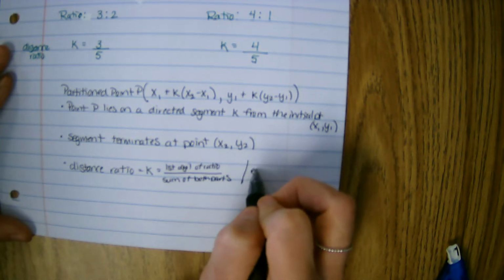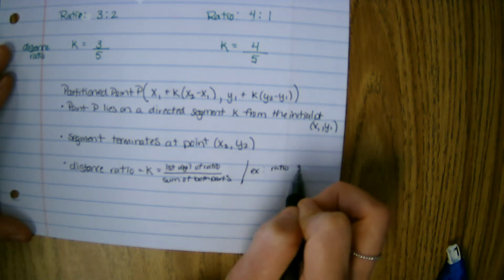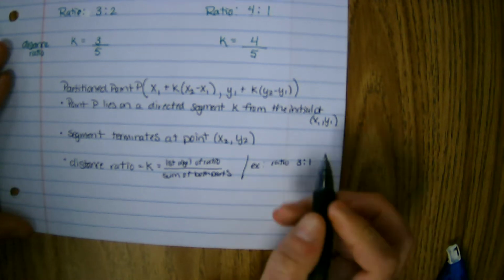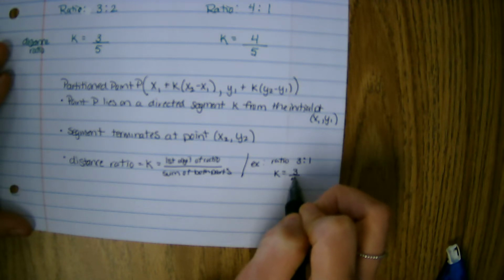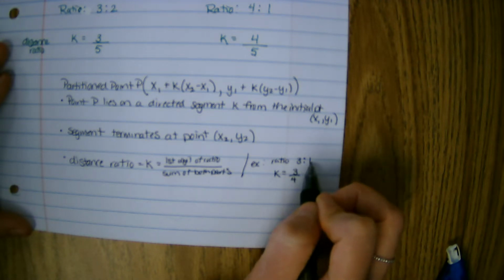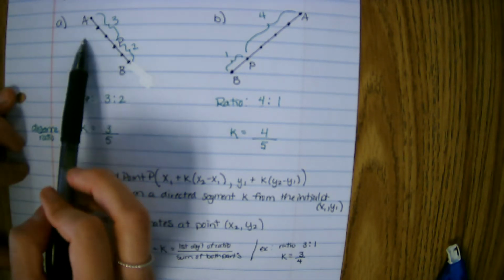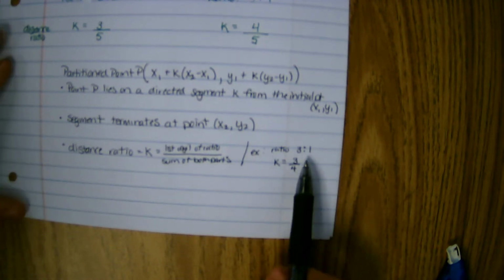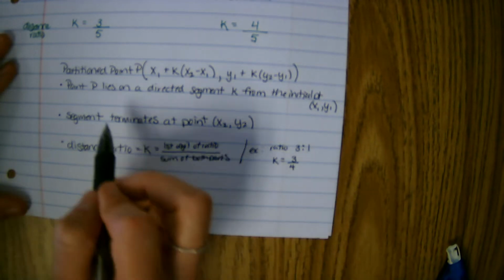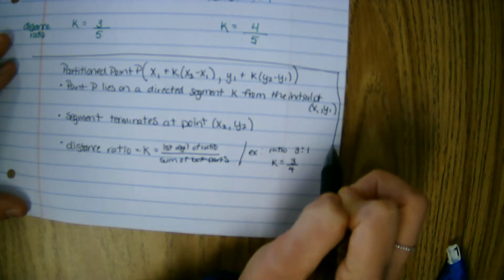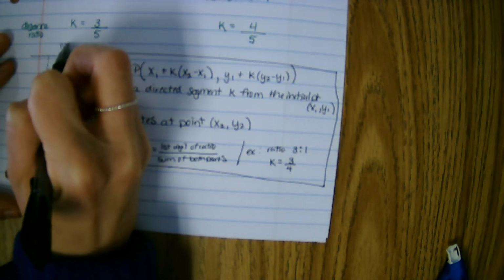So, for example, if we're in a ratio of 3 to 1, your K value would be 3 out of 4, since the total is 4 parts. So again, up here, we'd go 3 to 2, so it's 3 out of 5. Here, we go 3 to 1, so it's 3 out of 4 that you went. So that's really important. This partition point formula, you need to memorize.